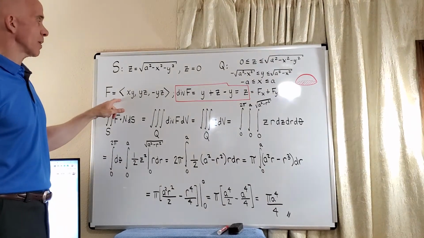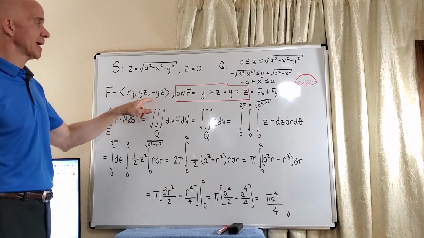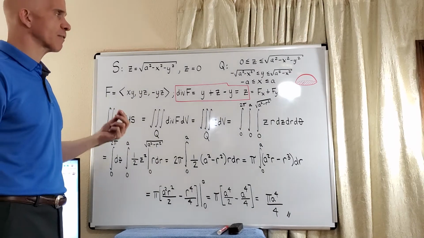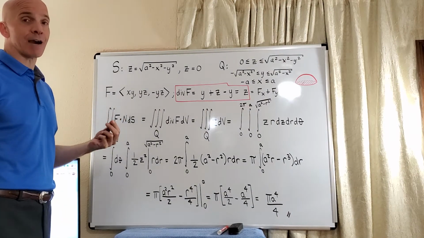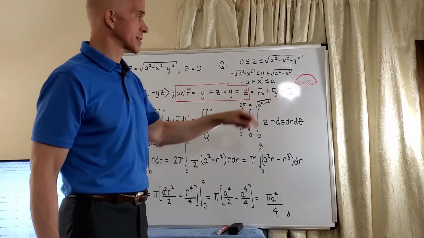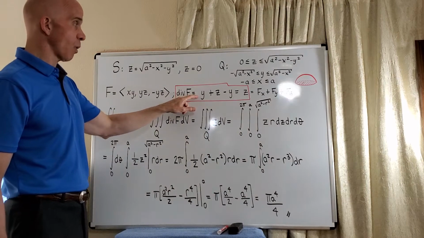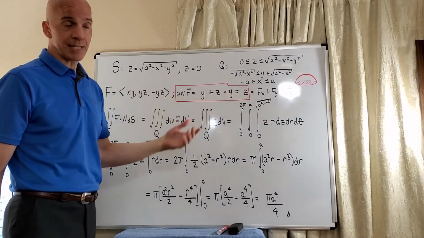So here is our vector field, xy, comma, yz, comma, negative yz. And of course, to utilize the divergence theorem, we need to take the divergence. So we do the x partial plus the y partial plus the z partial. So that gives us a y plus a z minus a y, which is just z.